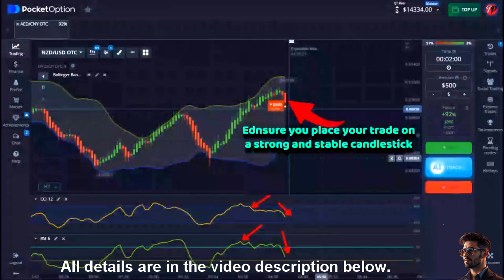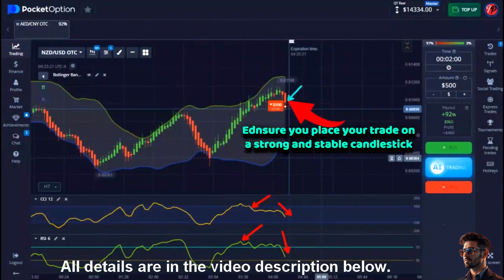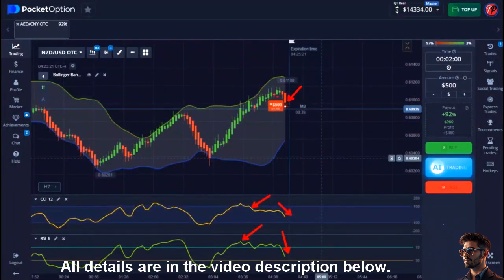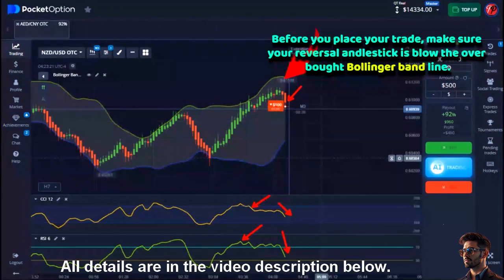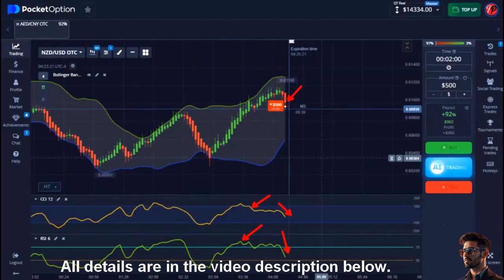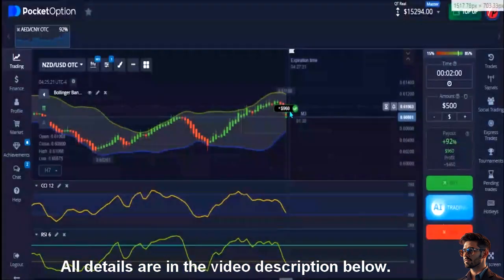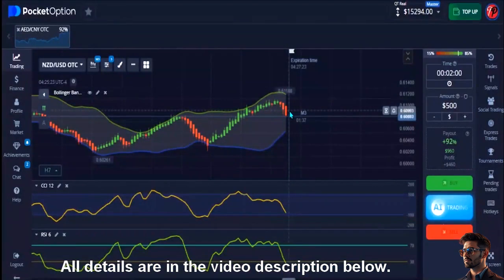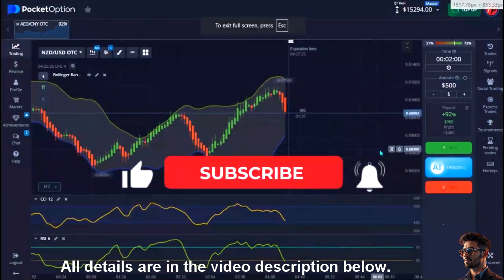The second thing is to make sure that you have a very strong reversal with your particular candlestick. When you are placing your trade, make sure you have the candlestick on a very strong overbought condition with your Bollinger Band, and the candlestick you're placing your trade on is actually giving you a strong confirmation of a downtrend. I think we're in the money on that, so let's check it out. As you can see, we're in the money on that. That's a very good one. I hope you understand, guys.